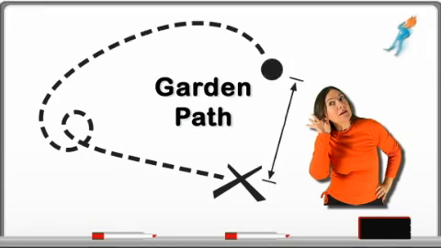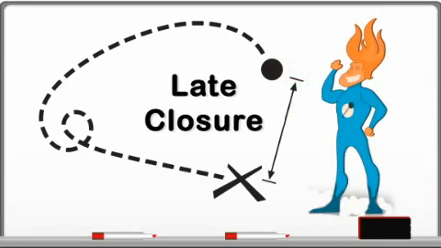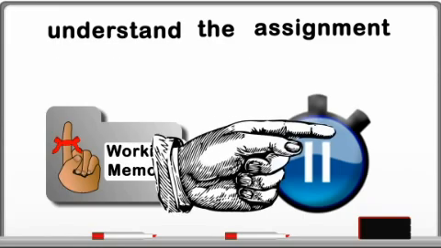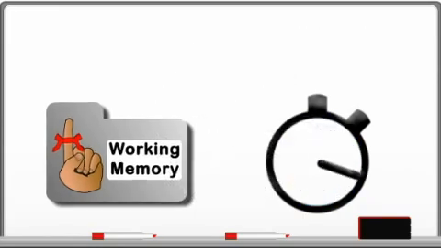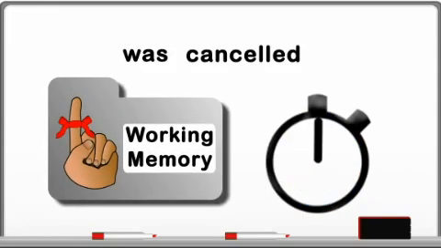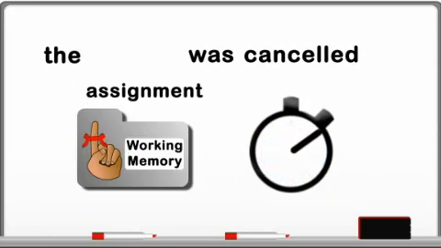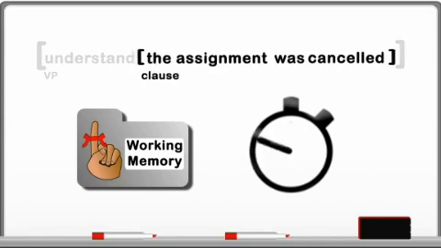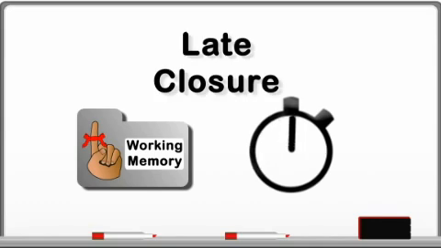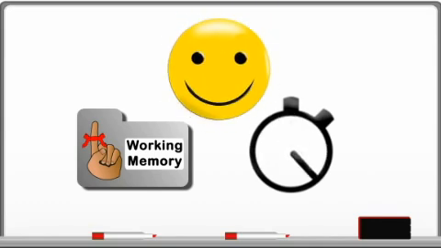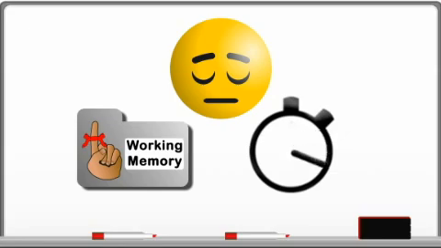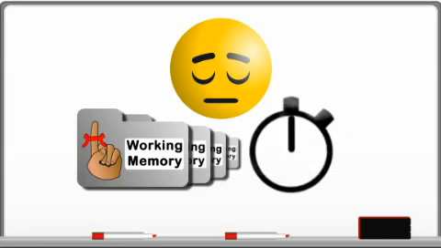This is when the alternate strategy of late closure intervenes and saves the day. Late closure delays the attachment of the assignment until after the final words, was canceled, have been perceived. By waiting, the parser can readily designate the assignment as the subject of a clausal complement. The late closure strategy has built-in wait time that leads to fewer mistakes. But late closure also has a disadvantage. It places a greater burden on working memory.